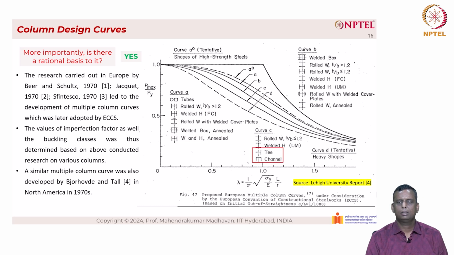Now let's look at the last two cross sections in curve C, which is a T section and a channel section. Both of them are singly symmetric. So the singly symmetric cross sections have much lower load carrying capacity compared to doubly symmetric cross sections, and hence they are placed in curve C. And then we have curve D, which is basically heavy shapes. The shapes are not determined. It could be arbitrary as well. So all those things that do not fit into curve A, B, and C come under curve D.